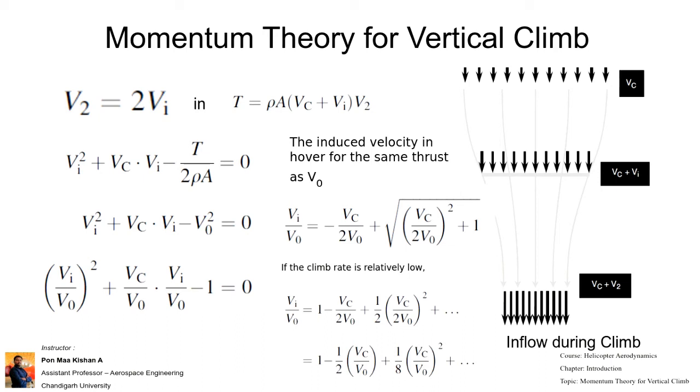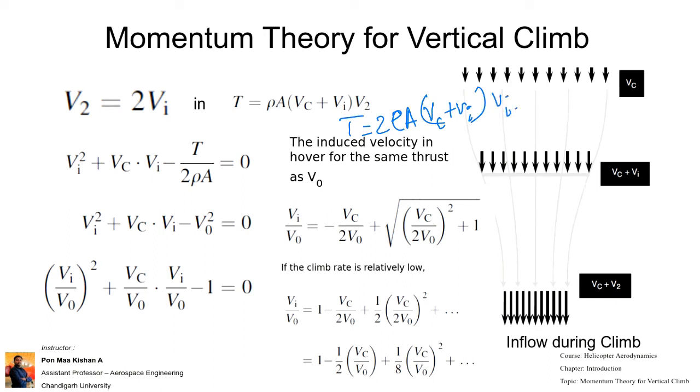So that we can identify how much thrust there will be. So in the thrust equation, instead of V2, we are substituting the 2VA value. Okay, so what will happen? Our equation will be: thrust is equal to 2 rho A (VC plus VI) multiplied by VI.